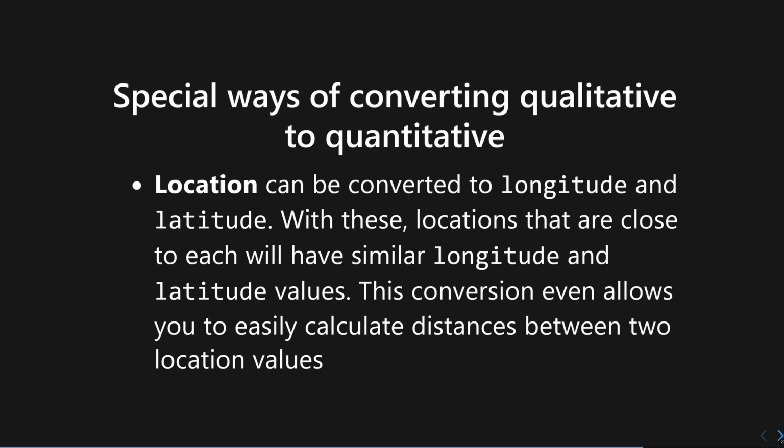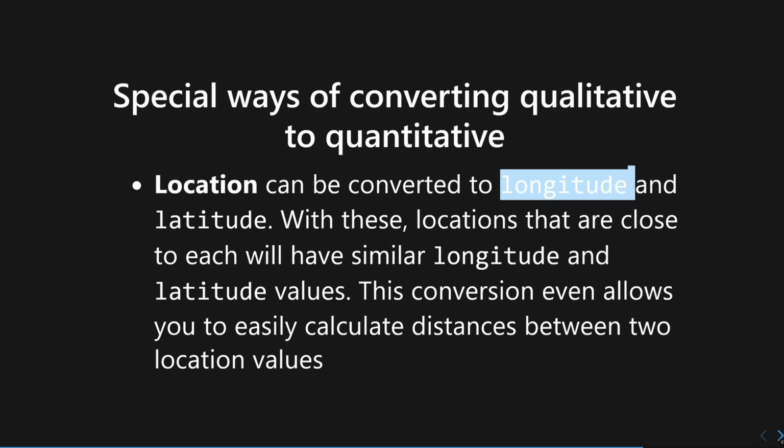Other types of values that can be converted into quantitative values: location, for example. So location would be, let's say, city. So Quezon City, Makati, for example. Instead of using qualitative variables like that, you can instead replace them with geolocations that represent longitude and latitude. So you will end up with two numerical values.